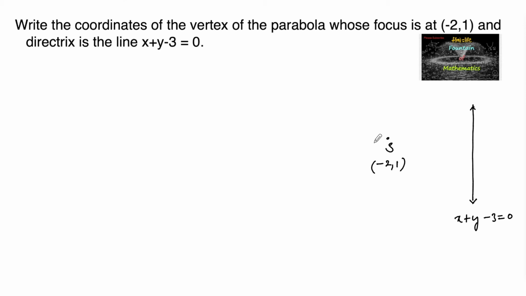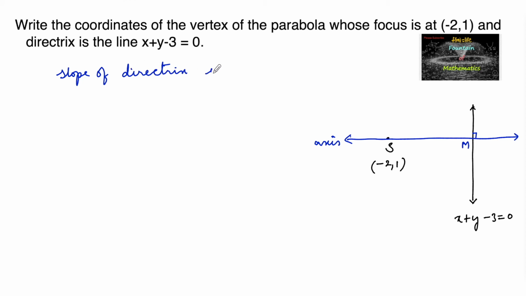We know that a line which is passing through the focus and the vertex is called the axis of the parabola, which is perpendicular to the directrix. So let us consider this is the axis which is perpendicular to the directrix at a point M. So we have slope of directrix.